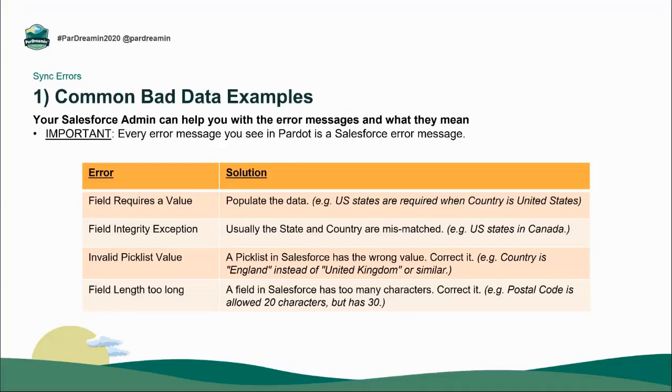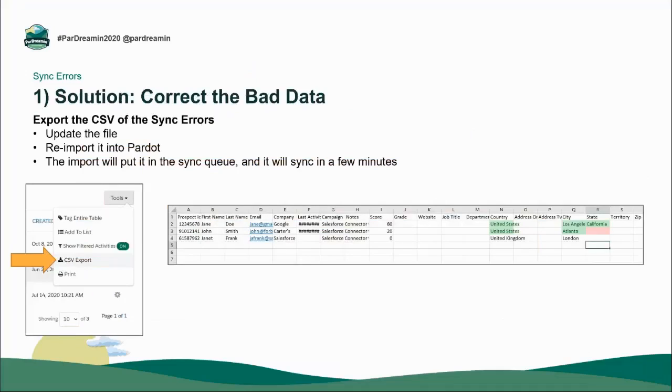Or the rule that says if it says United States, you can only use the US states in the 2-letter state code format instead of the fully spelled out format, and the fully spelled out state was inserted. So those are really common errors, and the solution is really simple. You as the Pardot admin can correct most of these things.